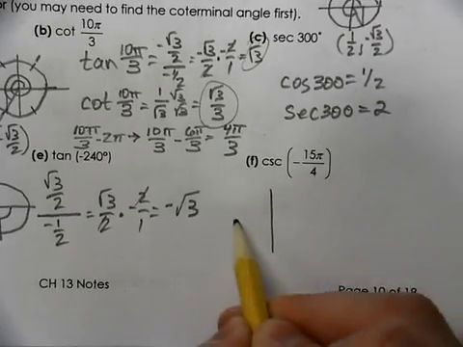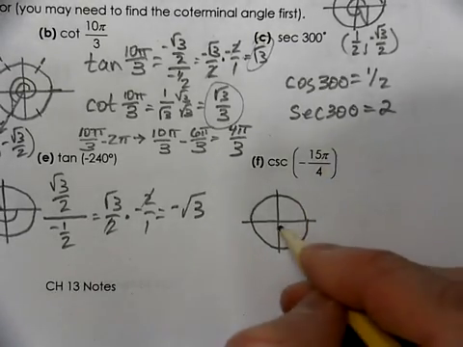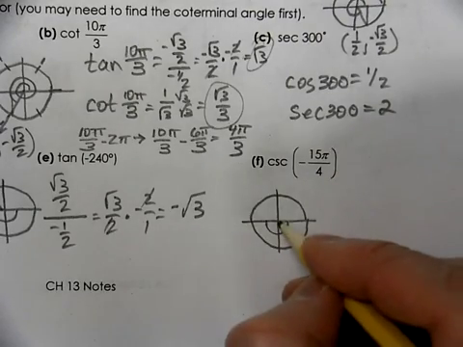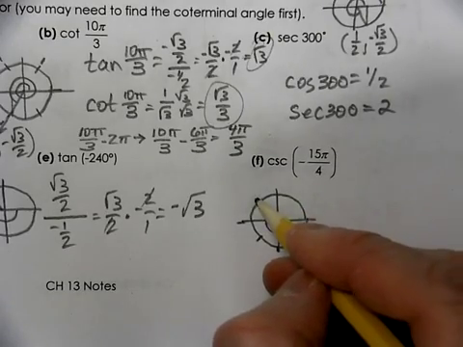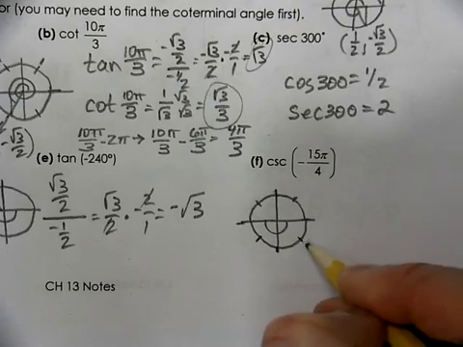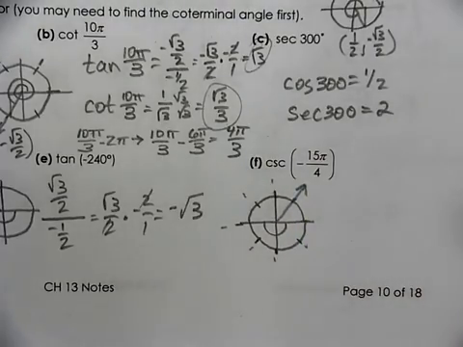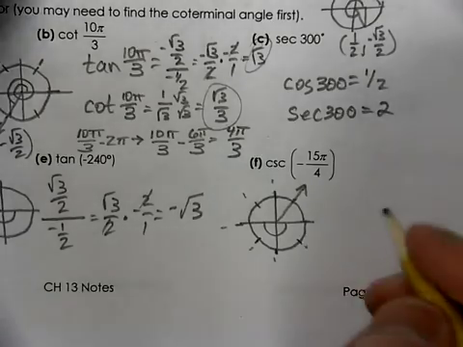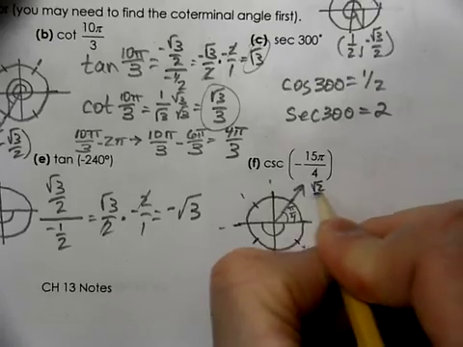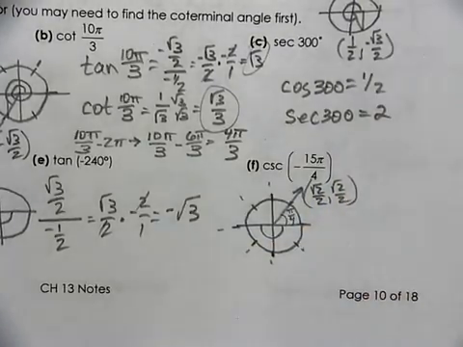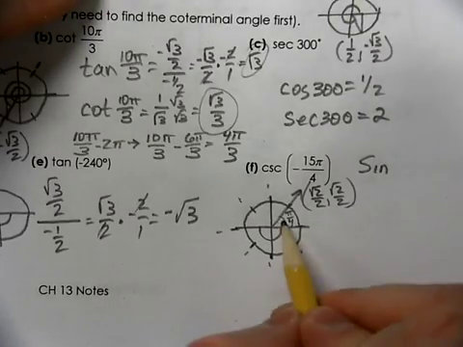Last one. Negative 15 pi over 4. Well, negative means you're going to go down. 1 over 4, 2 over 4, 3/4, 4/4 of the pi, 5/4, 6, 7, 8, 9, 10, 11, 12, 13, 14, 15. So I know I'm going in that direction. Because these are fourths, I know that my reference angle here is pi over 4. So this is root 2 over 2, comma root 2 over 2. So cosecant is the same thing as sine. You could say pi over 4.